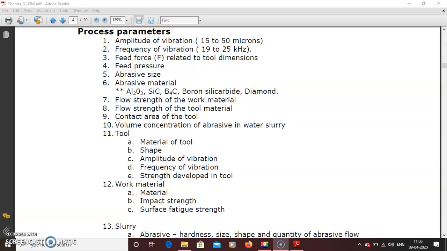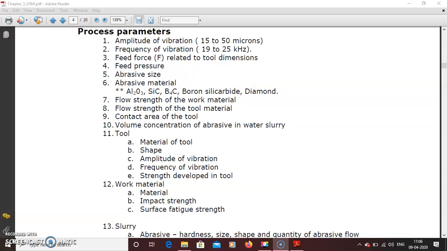Now next is the flow strength of the work material, then the flow strength of the tool material. It means the machining process also depends upon the material property of the work material. If the material is very hard, then we have to use harder abrasive particles, as well as more frequency and more pressure. In that case, here we are using a soft tool. Then the contact area of the tool, and the volume concentration of the abrasive in the water slurry.